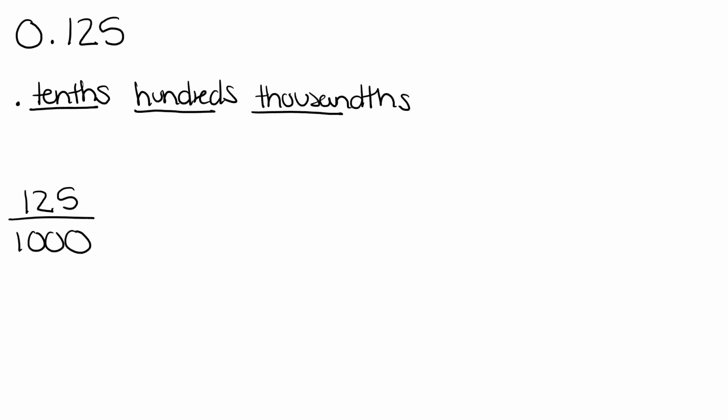And then we want to simplify. I can divide both 125 and 1,000 by 5. 125 divided by 5 gives me 25. 1,000 divided by 5 gives me 200. We can simplify this fraction again. We can divide both 25 and 200 by 5.